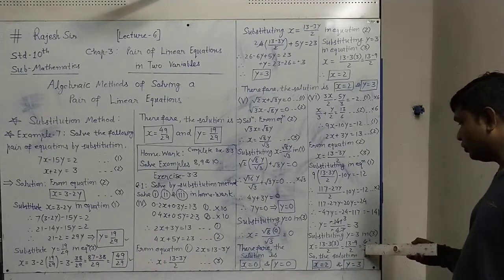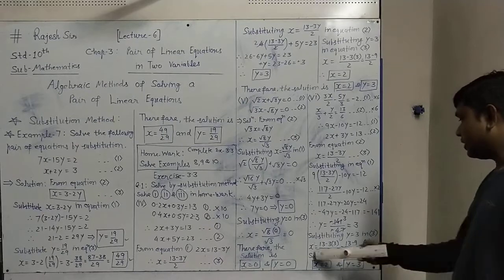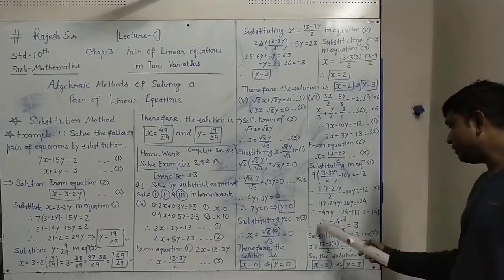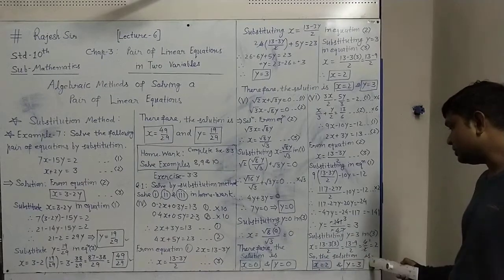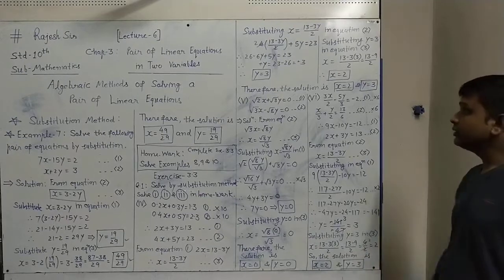13 minus 9 is 4 upon 2 as it is. So by 2 we can cancel, 2 twos are 4. So x equals, finally, 2 we have. So both the values, x equals 2 and y equals 3, we got. So the solution is x equals 2 and y equals 3.